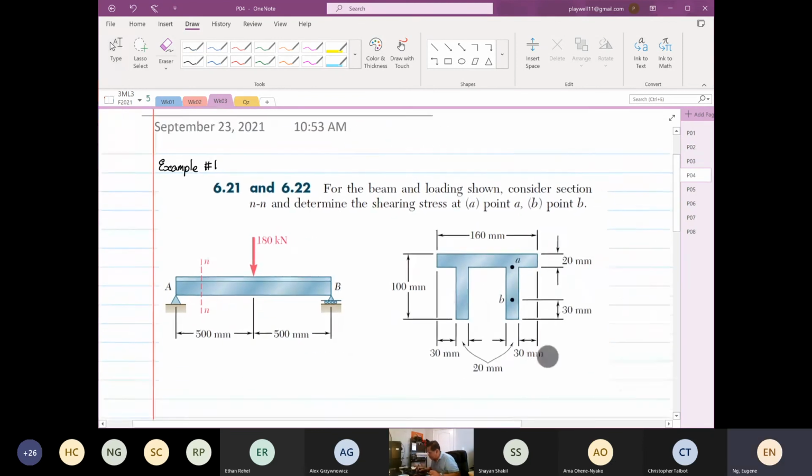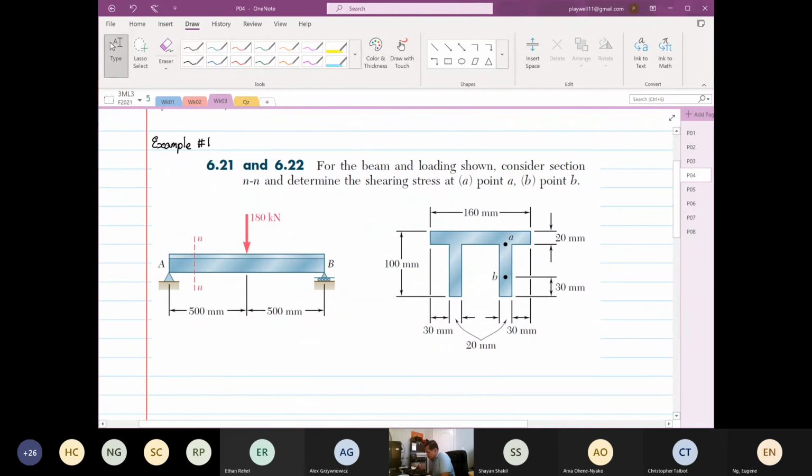Okay, example number 1. For the beam and load shown, consider section NN over here. Determine the shearing stress at point A. We see point A is here. And determine the shearing stress at point B. That is what we are asked to do.